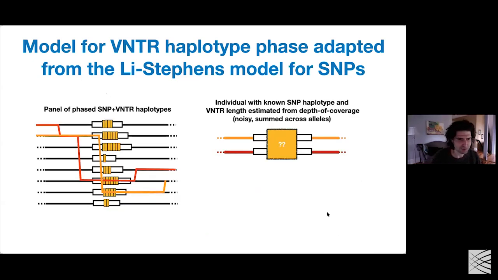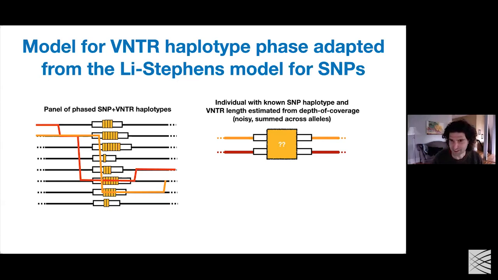Okay, so how does this help with our phasing? Well, what do we have? Suppose we have this panel of phased SNP and VNTR haplotypes, and now we come along with an individual with known SNP haplotypes and VNTR lengths estimated from depth of coverage. I'm going to assume the SNPs have been phased because that's been done in the UK Biobank already. So all we have to do is phase the VNTR length: take the diploid measurement of the length summed across the two alleles and split it into the contribution from each allele.